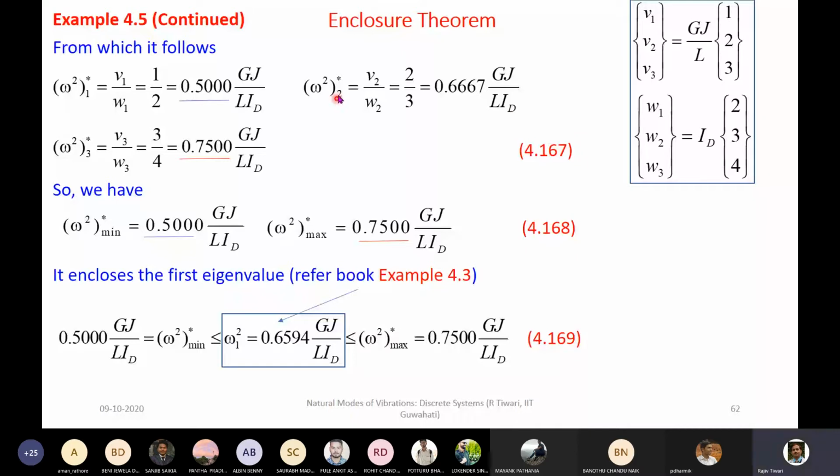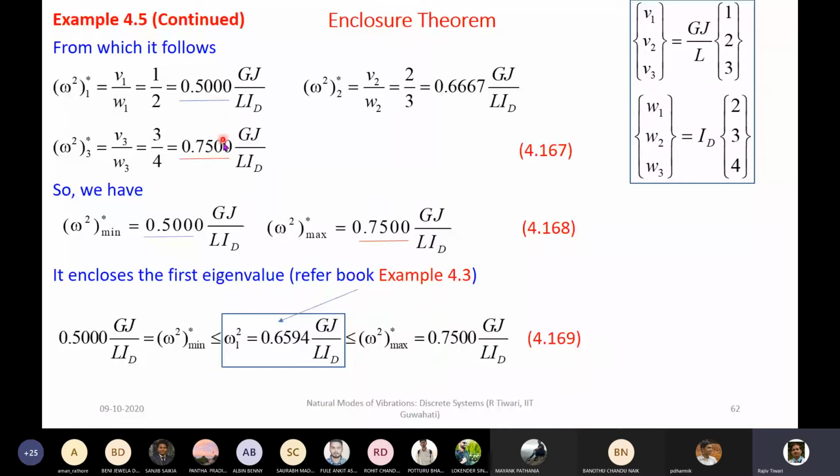And then the third ratio, that is 3 by 4. I think this factor should be common here, so I am writing it at the end. So 3 by 4 is 0.75, and this remains the same. Among these, you can see this is the lowest one, 0.5, and this is the highest.